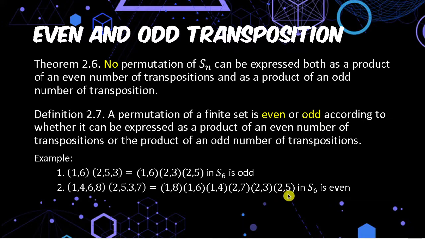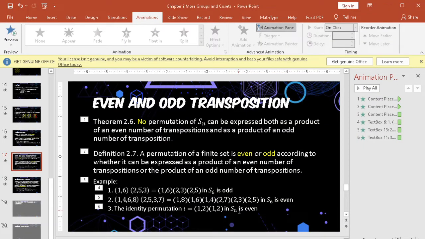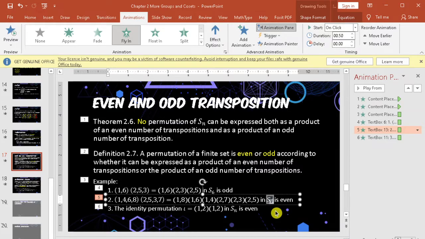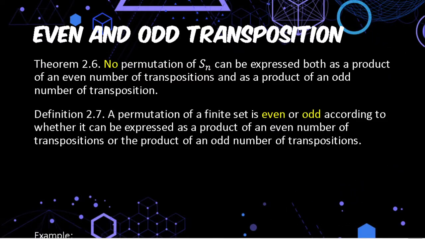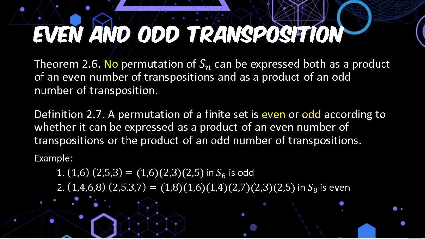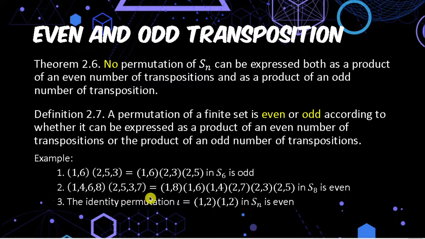Pero it should not be in S6. It should be in S8. There. So it's even. This permutation is even. The identity permutation is of course even. Obviously, 1, 2. There are 2 transpositions.